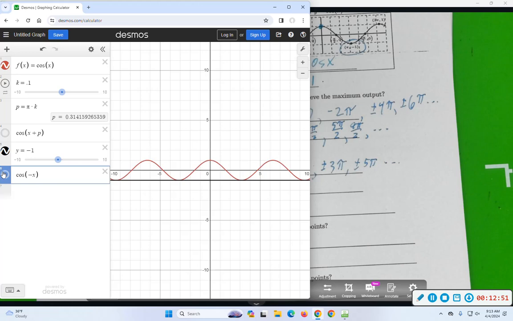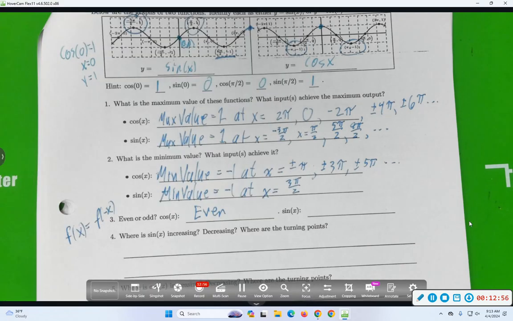There's the graph of cosine of -x. Look like the same graph again? Nice. So I think it is even. The graph of sine is also there.